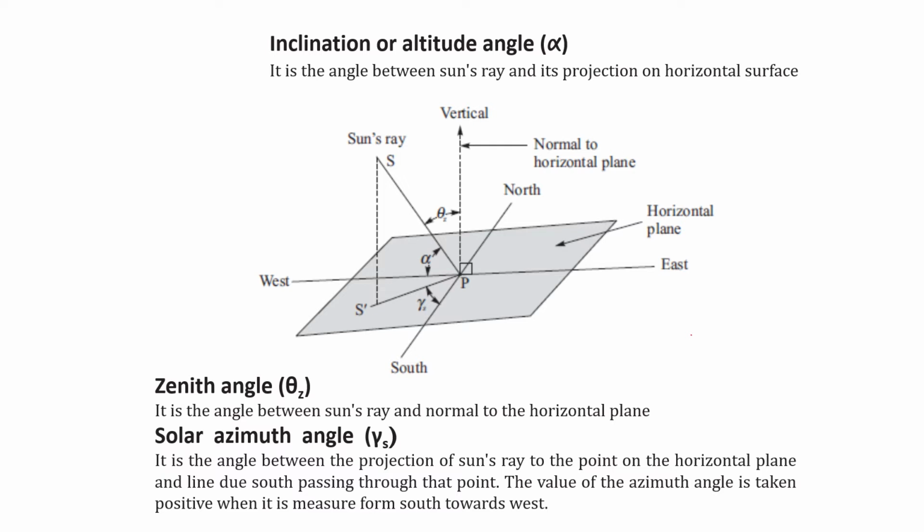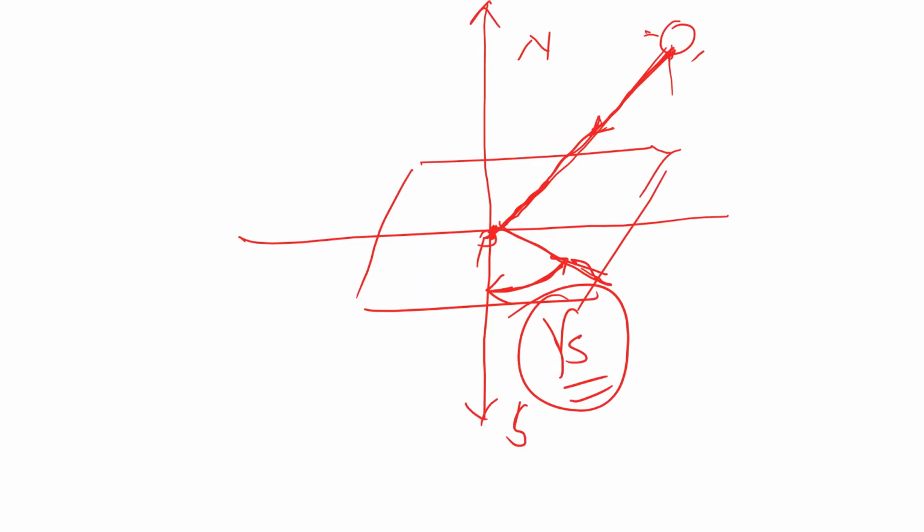Similarly, we had defined the zenith angle and the solar azimuth angle. The solar azimuth angle is the angle made by the projection of the sun rays on the horizontal plane and the line due south passing through that point. Okay, so we had discussed it in detail, right?